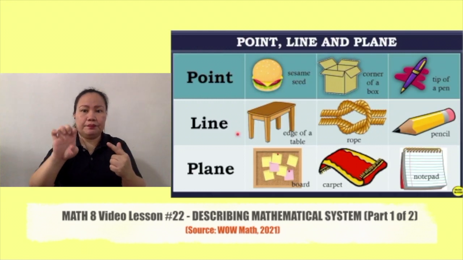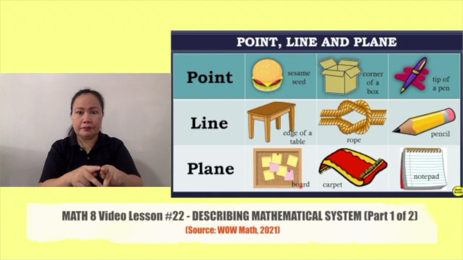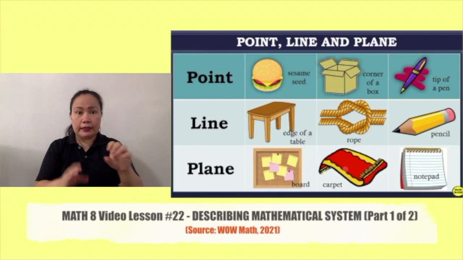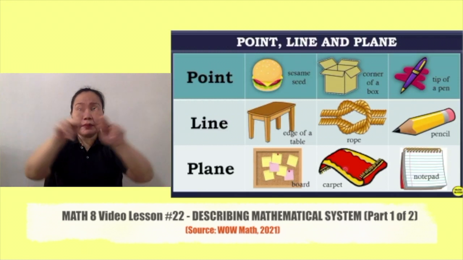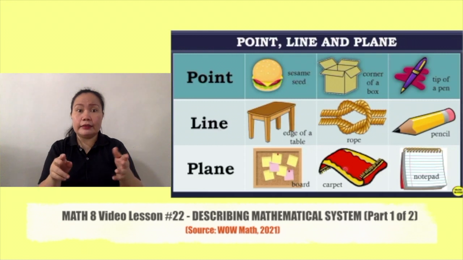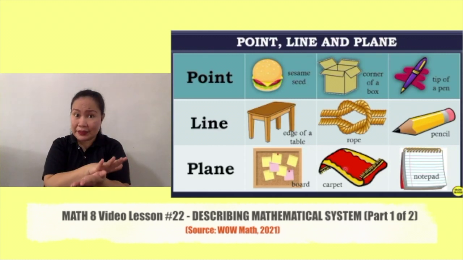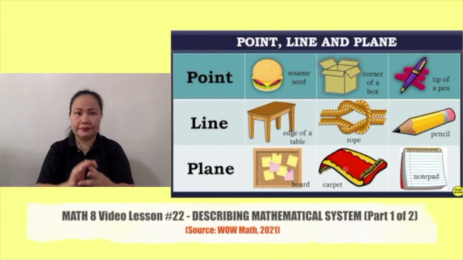Okay, and here's the plane. So, pag sinabi nating plane, a board is a representation of a plane. Kasi ayan, meron tayong plane. And then also carpet, if you have carpets at home, kung meron kayong carpet sa bahay, a carpet is a representation of a plane. And also your notebook, notepad, bond paper, lahat po yun ay representation ng plane.